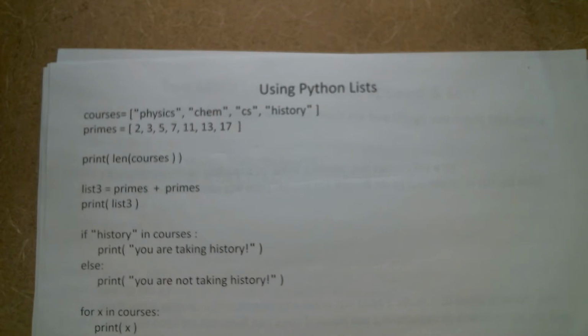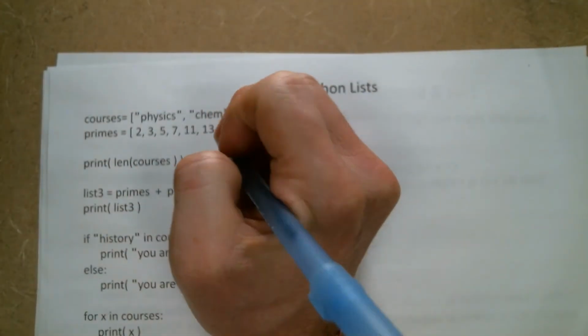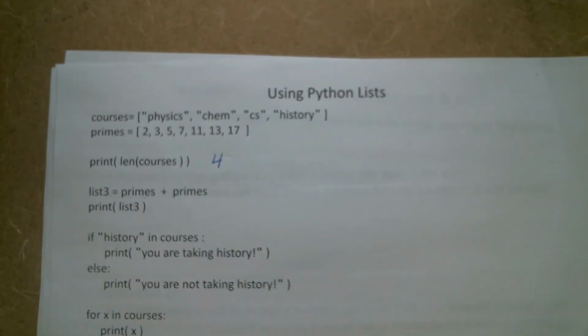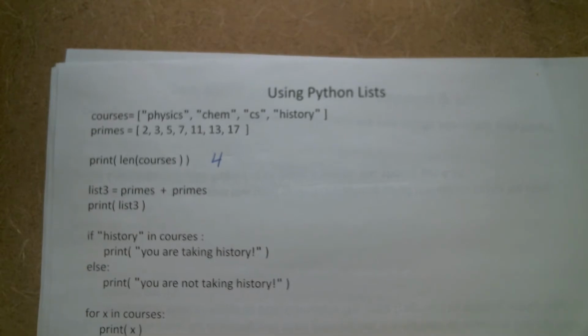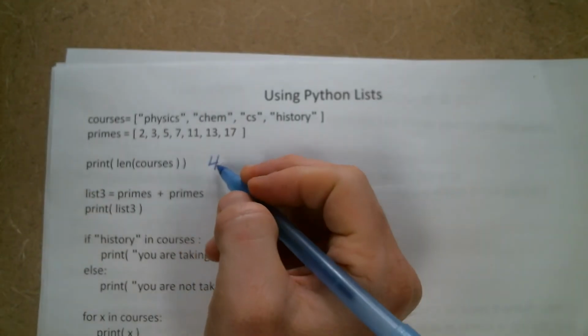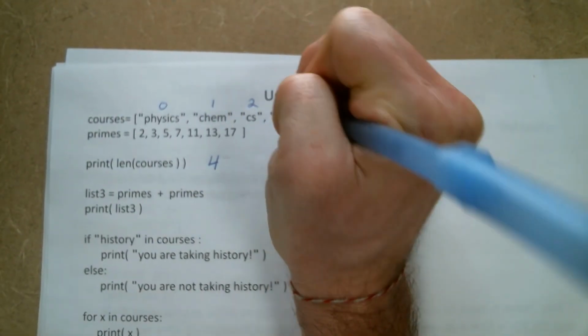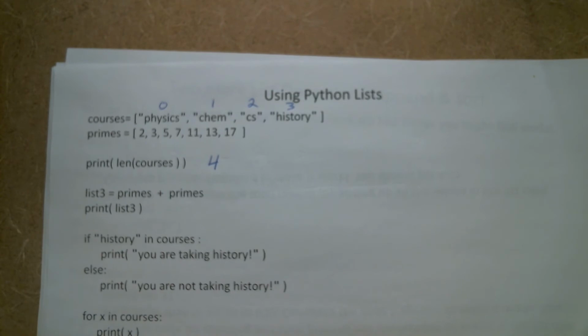All right, so one thing that we are able to do with lists is use the length command. The length command will tell us the number of elements in the list. So if I say print length of courses, that's going to print out the value 4, saying that there are 4 elements. Now, I keep harping on this because it's easy to forget, but even though there are 4 elements, they are numbered 0 through 3. Right?